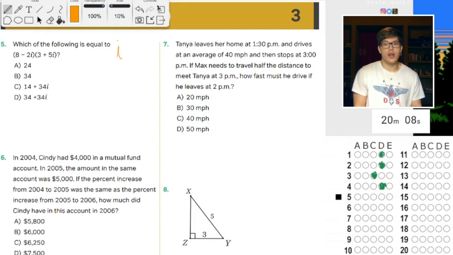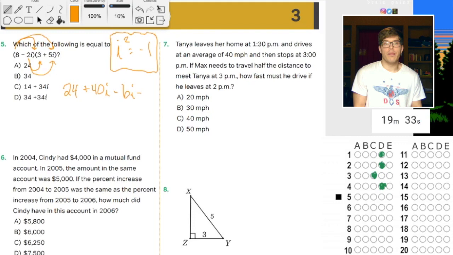So the key with imaginary numbers is i squared equals -1. If you know this, there's really no reason to miss a problem on imaginary numbers in the SAT. So FOILing is first, outer, inner, last. So 8 times 3 is 24. Then 8 times positive 5i is plus 40i. Minus 2i times 3 is minus 6i. And then minus 2i times positive 5i is a minus 10i squared.